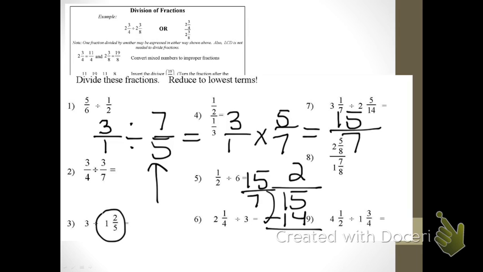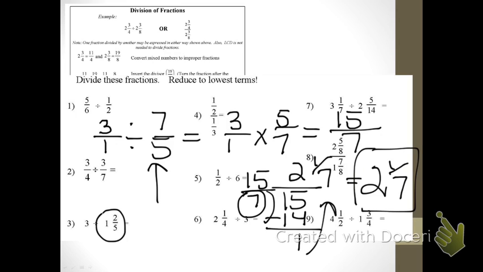So we'll subtract 14 and we have 1 left over. And I'm going to write that as 1 over the divisor. So the answer is 2 1/7. And we're done because there's 1 on top. It's our final answer.